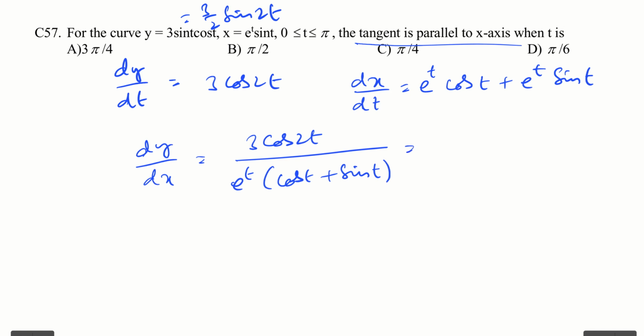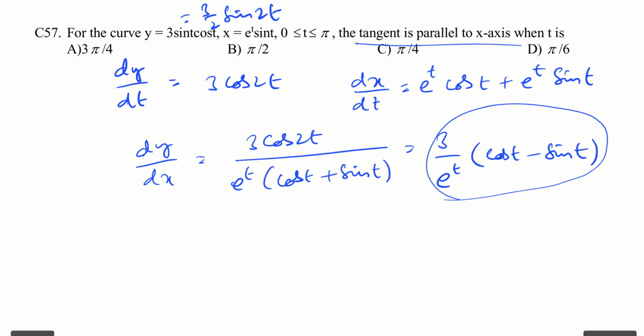In the numerator writing cos 2t as cos square t minus sin square t, I can cancel cos t plus sin t both in the numerator and denominator, and I will be having it as 3 by e power t into cos t minus sin t. Now you can see that among the options, option C is the only option for which this becomes 0. Therefore that is the answer.